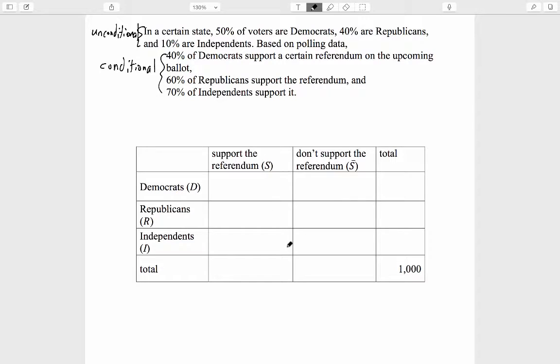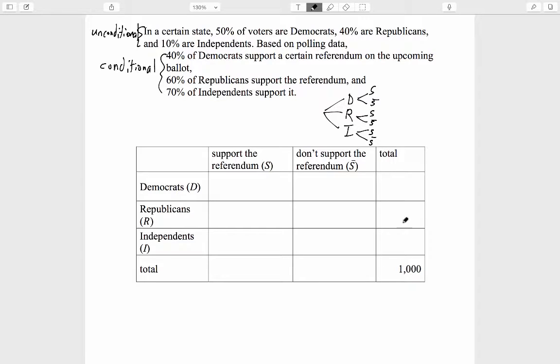In order to understand an ideal dataset consisting of 1,000 voters, we could first draw a tree diagram with its initial branching based on unconditional information into Democrat, Republican, or Independent, and from there, the second branching based on conditional information into supports the referendum or doesn't, supports or doesn't, supports or doesn't. We could do that, but let's use this example to see how it would work to move directly to the ideal dataset. We are told that 50% of voters are Democrats.